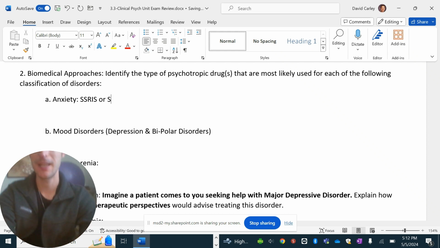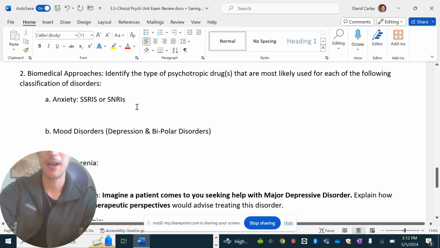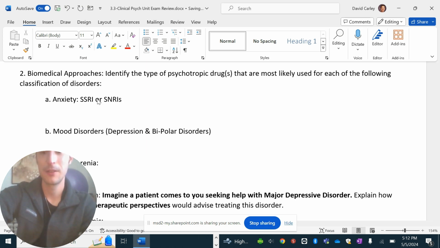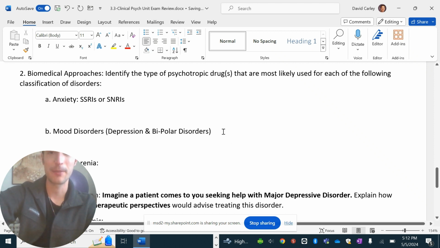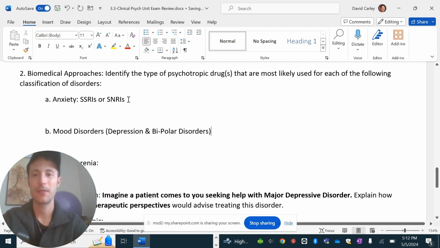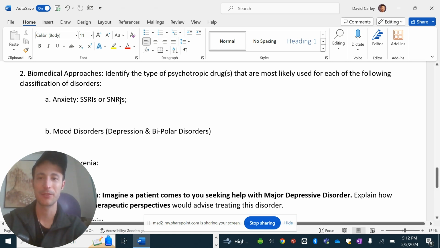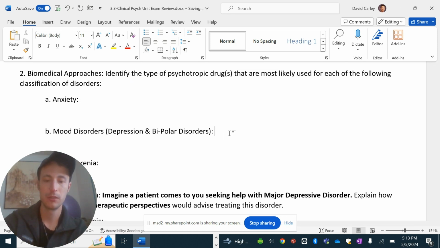SSRIs or selective norepinephrine reuptake inhibitors. Things that relax you, antidepressants generally. There's also MAOIs. Oh, I'm sorry. I messed those up. Those are antidepressants. I had them mixed up. Those are for mood disorders. I'm going to blame that on the child.